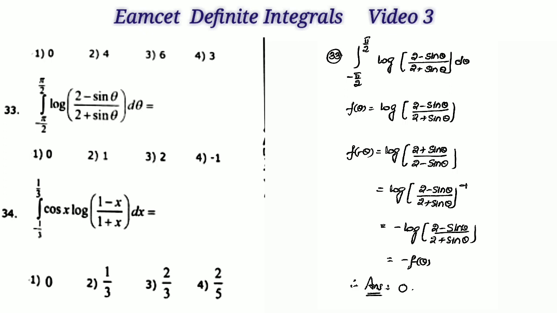So to check whether the given function is even or odd, taking f of minus theta value, here f of minus theta is equal to log of 2 plus sin theta by 2 minus sin theta, that is log of 2 minus sin theta by 2 plus sin theta whole inverse, that is minus log of 2 minus sin theta by 2 plus sin theta, that is minus f of theta. So f of minus theta is equal to minus f of theta, then this is the odd function, means the answer is equal to 0. That's all. That is the answer.